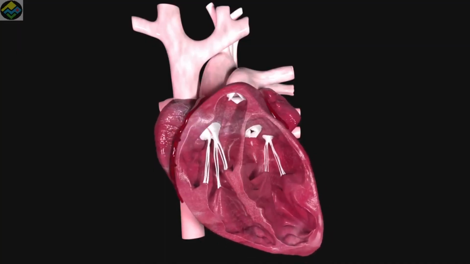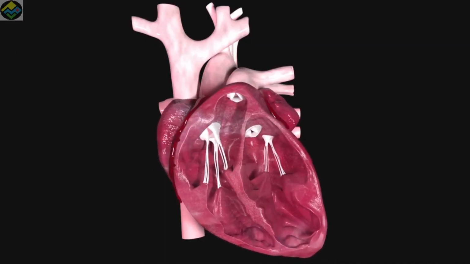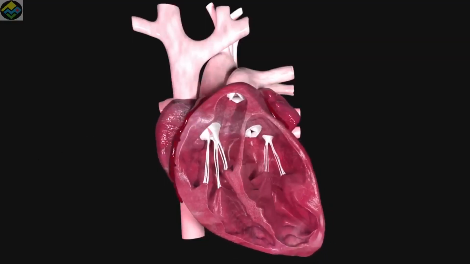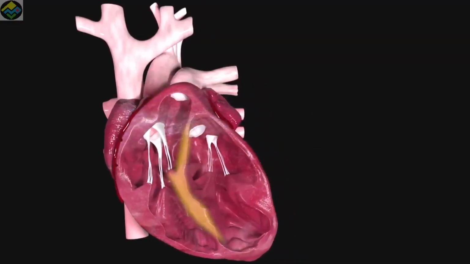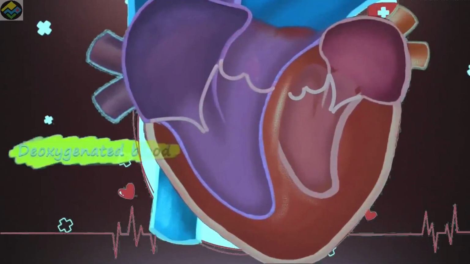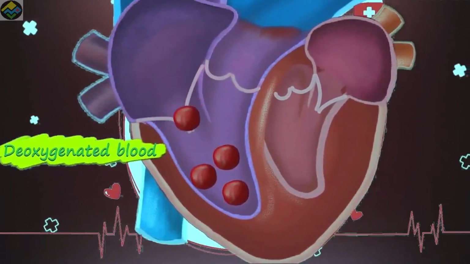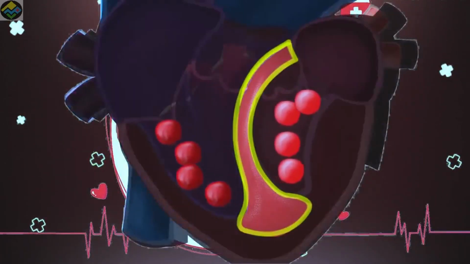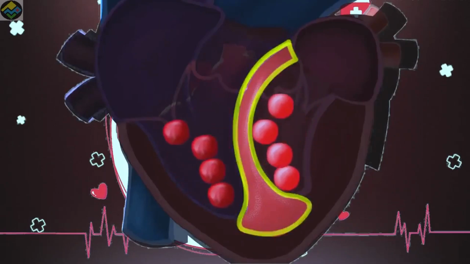Now let's talk about the structures present inside the heart, due to which our heart continuously beats. Our heart is divided into left and right sides through a valve. This valve is called the cardiac septum. The heart's right side contains deoxygenated blood, while the left side contains oxygenated blood. The cardiac septum opposes the mixing of oxygenated and deoxygenated blood.